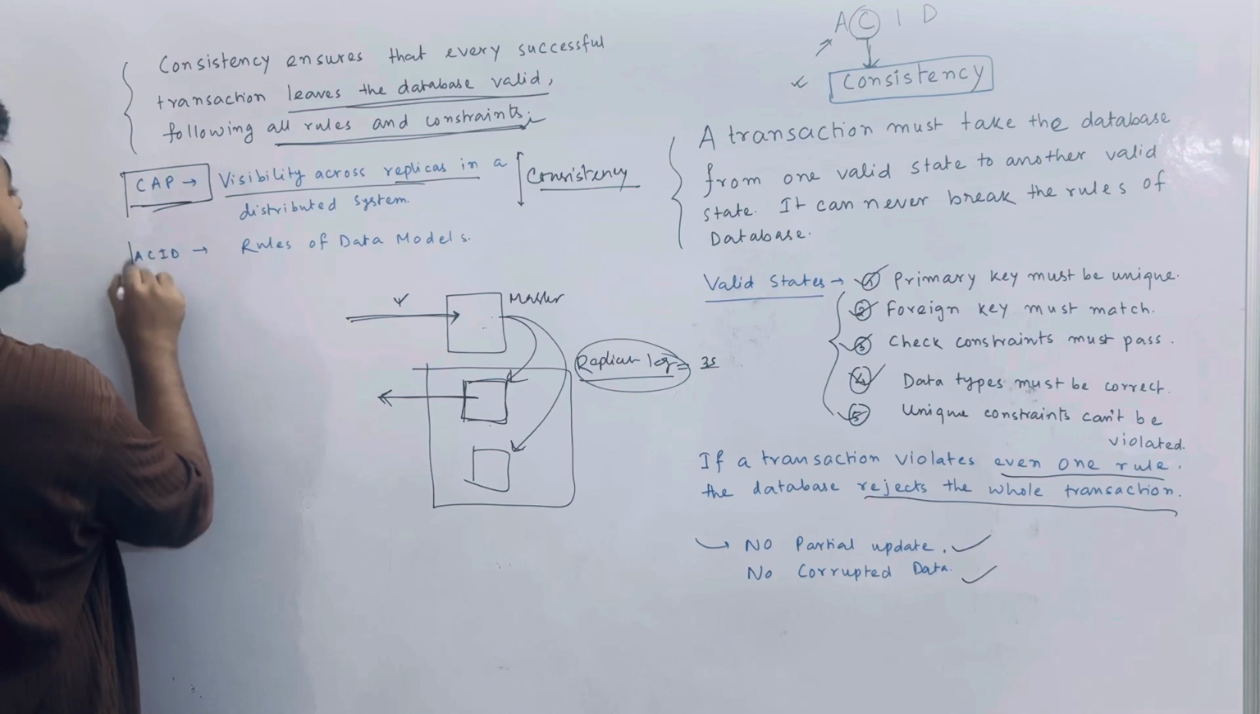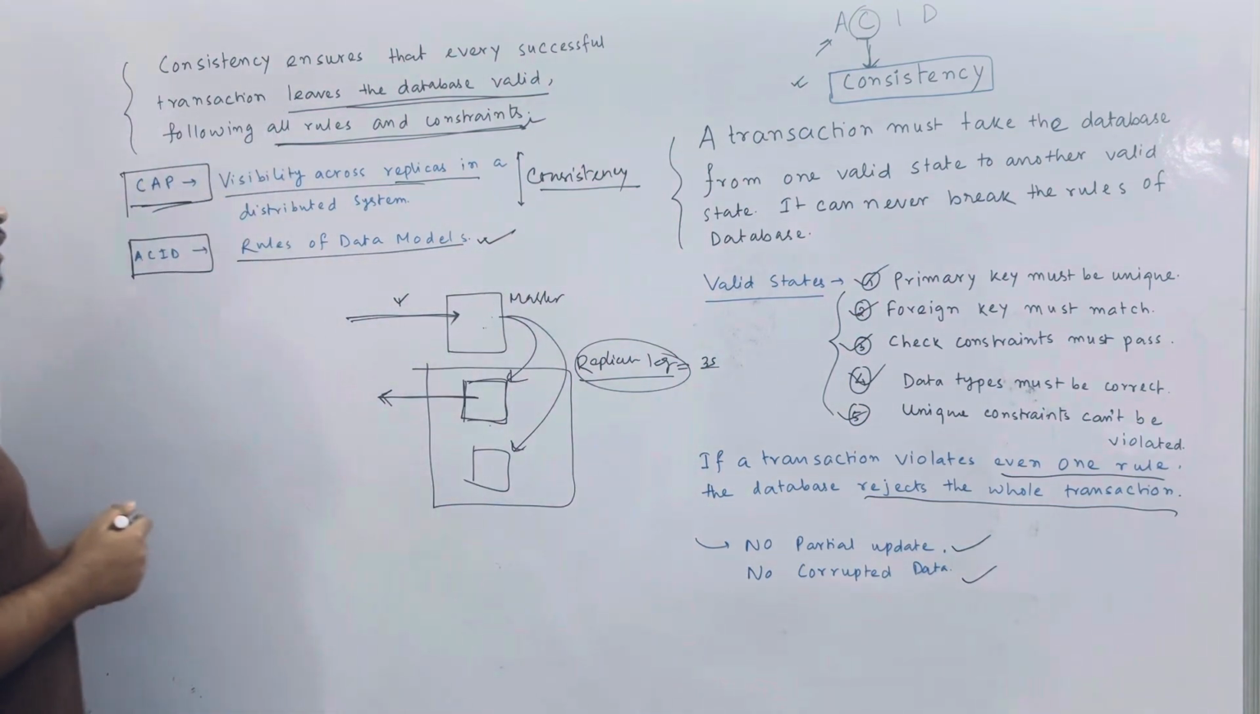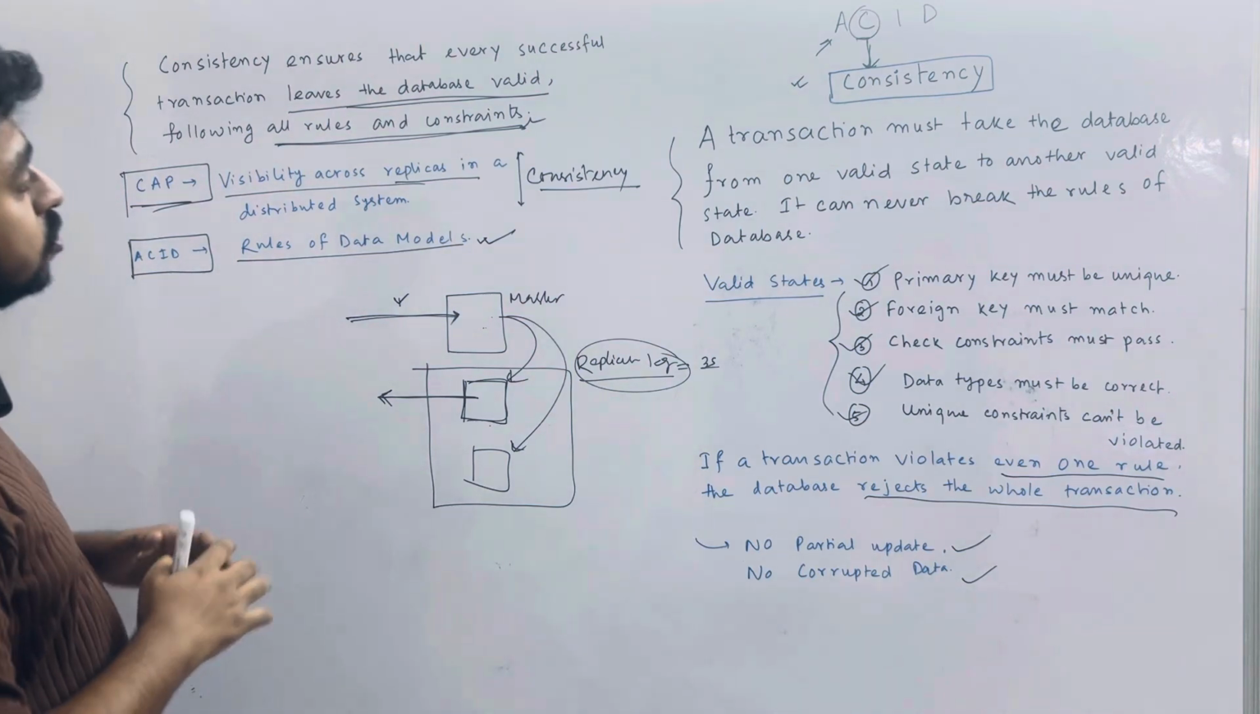But here in ACID, consistency means the rules of the data model. The rules of the data model should be consistent across all transactions. So this is what consistency is.